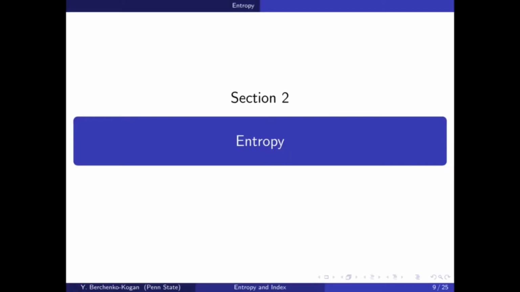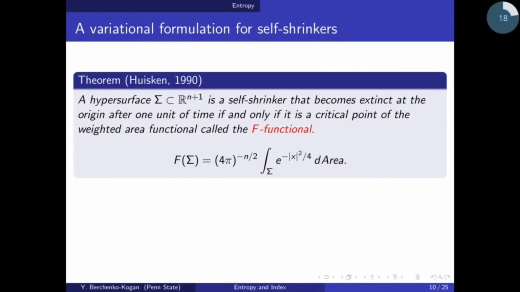All right, so now I'll continue talking about entropy of self-shrinkers. We talked about self-shrinkers, defined them as surfaces that shrink by dilations under mean curvature flow, but we can also think of them variationally. So the idea is that we can define this functional here, the F functional, which takes as input a surface and outputs a real number. Self-shrinkers are going to be critical points of this functional.